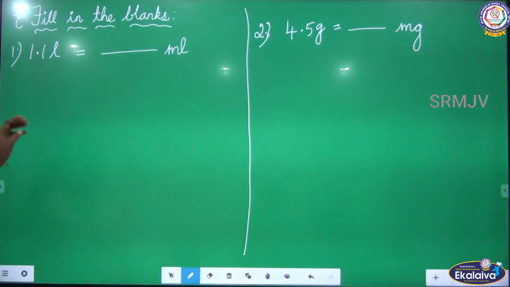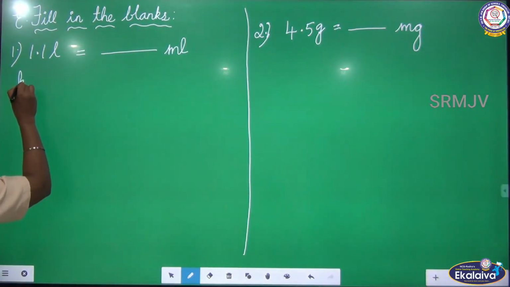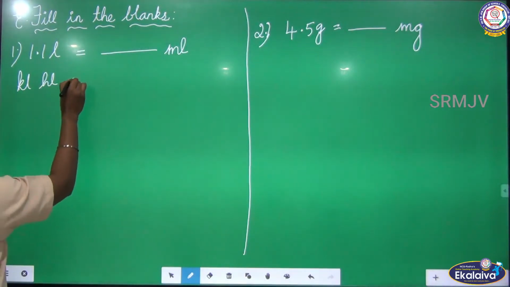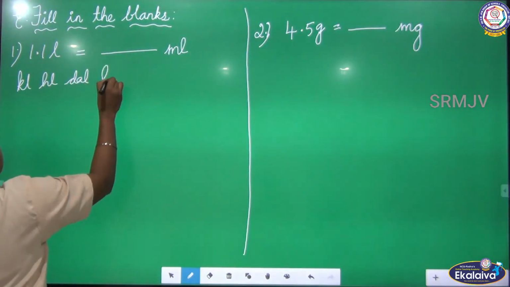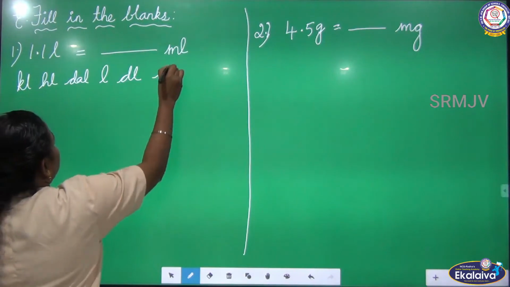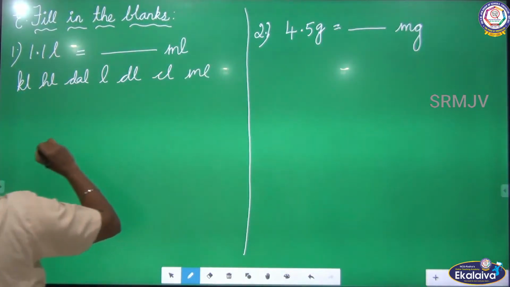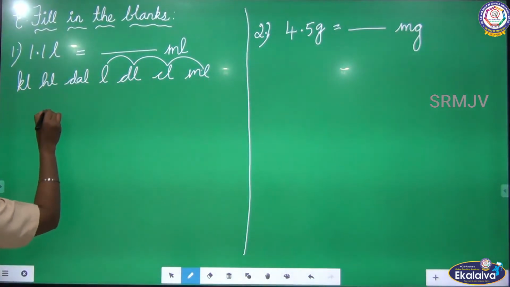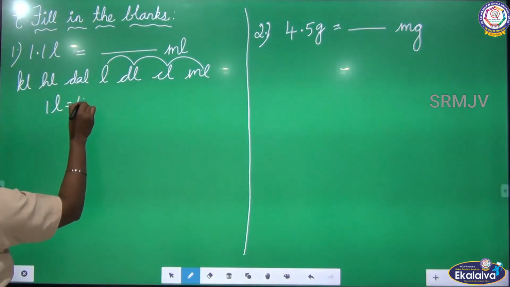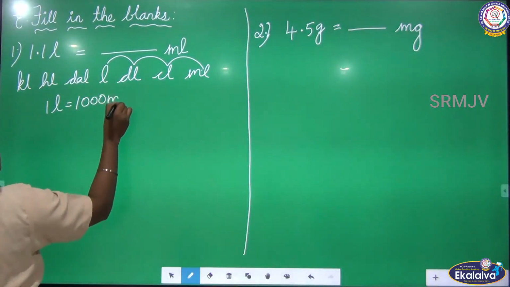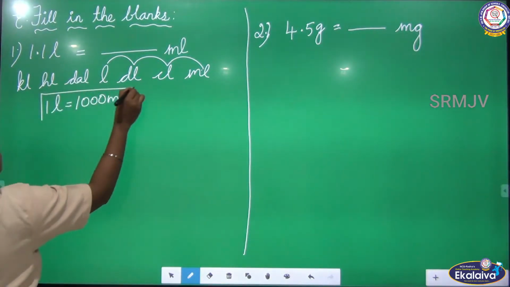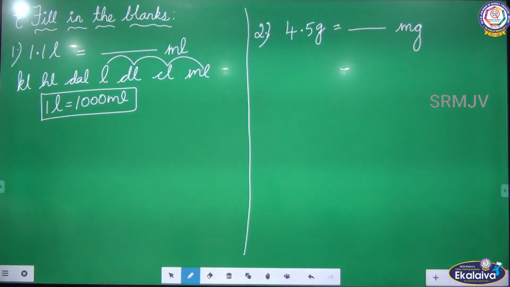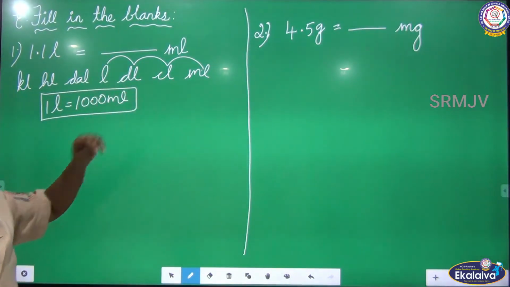Next one, fill in the blanks. See, listen children, we are going to convert liter into milliliter. So how will you convert liter into milliliter? Kiloliter, hectoliter, decaliter, liter, deciliter, centiliter, then milliliter. So we are going to convert liter into milliliter. So 1 liter equal to how many milliliters? 1 liter equal to 1000 milliliter.